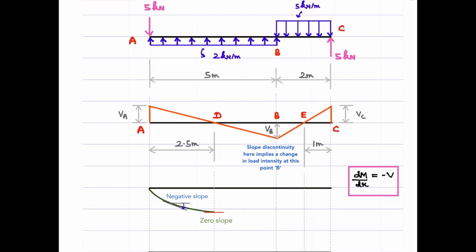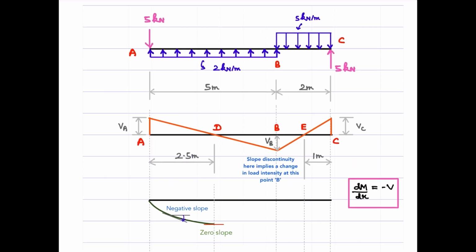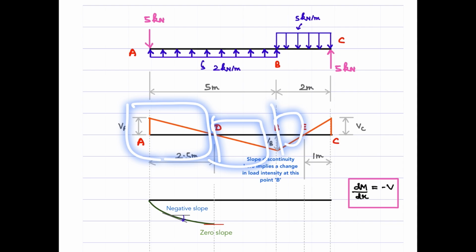Then we will move on to draw the BMD here. Here we need to consider four portions of spans: AD, DB, BE, EC. Why? Because each of them shows a particular trend of SFD.